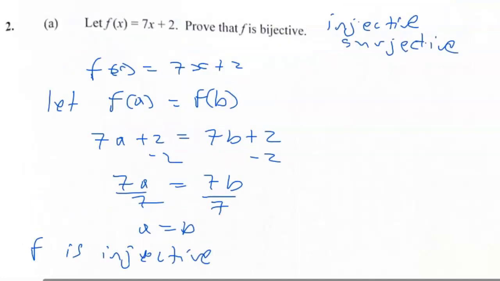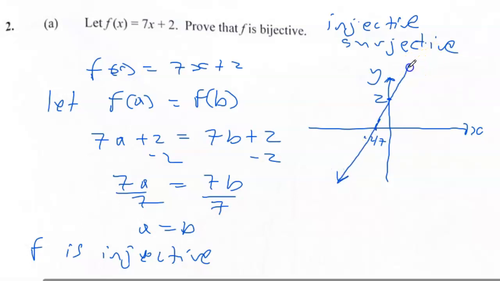Another way to show that the function is injective is to do a graph. Let me draw a graph quickly. So x-axis, y-axis, and obviously it's a linear function, so the graph should be a straight line. The graph will cut the y-axis at positive 2, the value of c when x is 0, and the graph will cut the x-axis when y is 0. So when y is 0, the x value would be maybe negative 2 over 7 or something like that, right? So the graph would be a straight line looking like that.